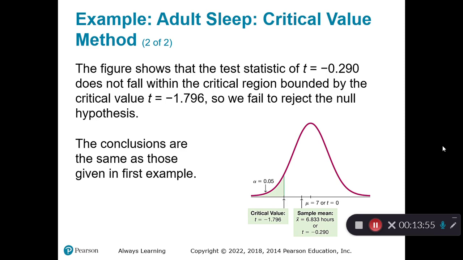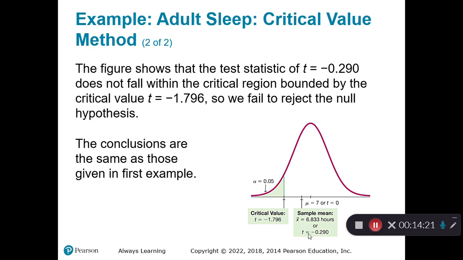Now let's look at the sketch of this t-distribution. Here is our critical value, negative 1.796. Look at the area in that left tail equal to our significance level, 0.05. This is the critical region. If our test statistic fell in the critical region, we would conclude that we have sufficient evidence against the null hypothesis. We would reject the null hypothesis.